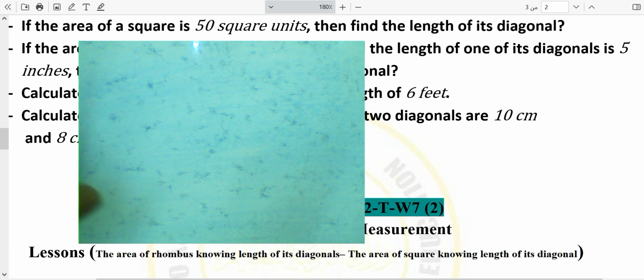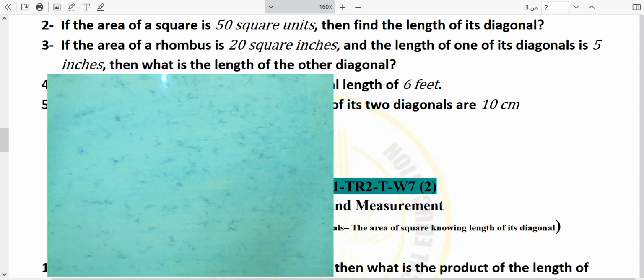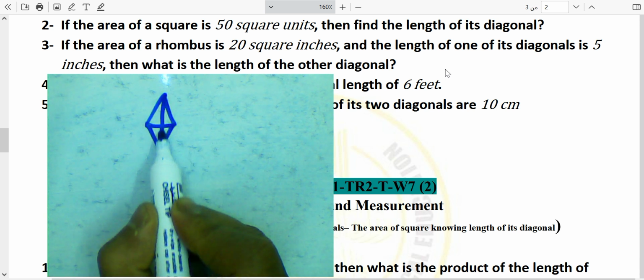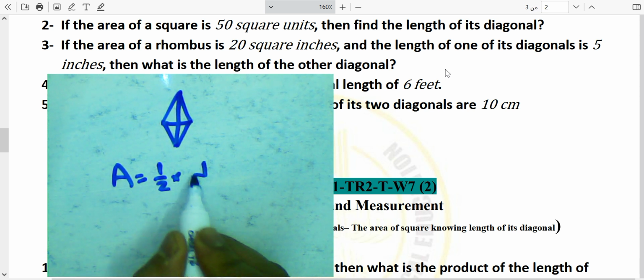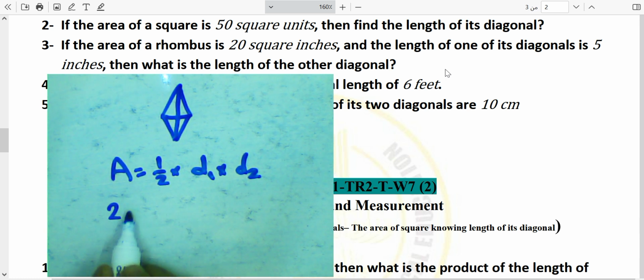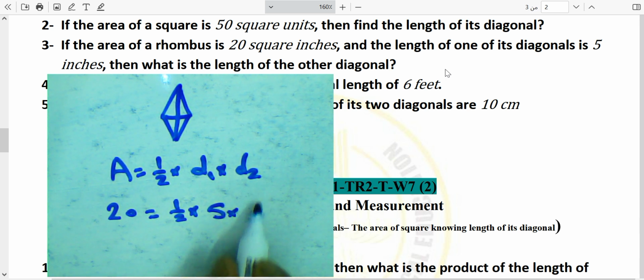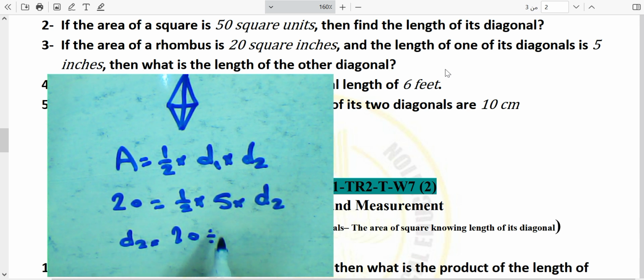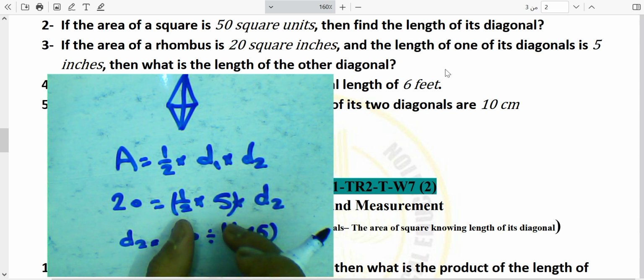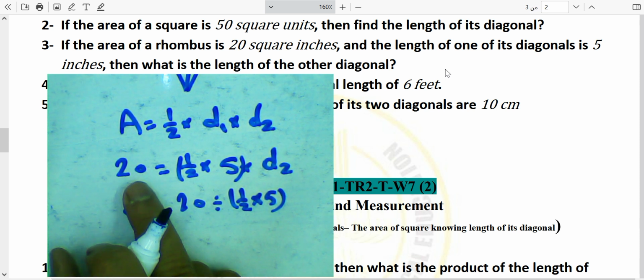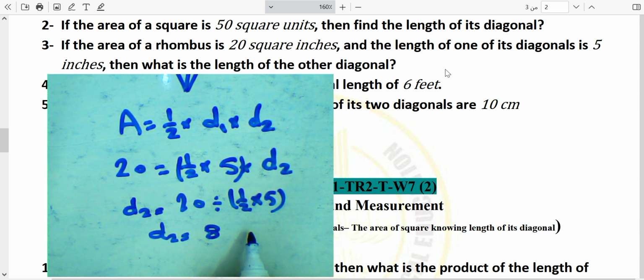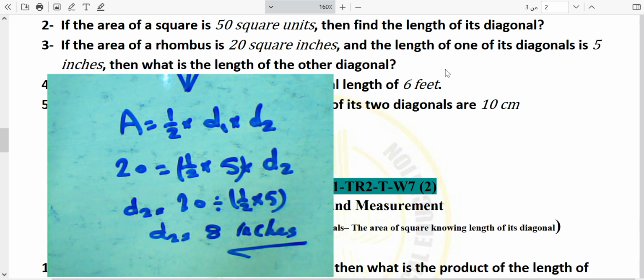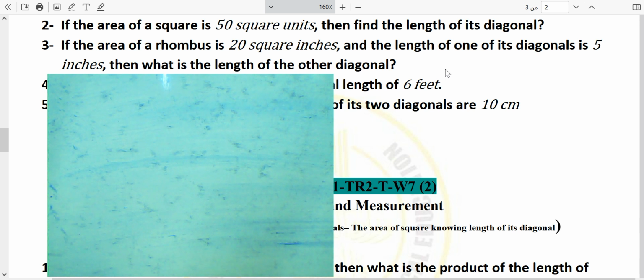Next question, number 3. If the area of a rhombus is 20 square inches and the length of one diagonal is 5 inches, then what is the length of the other diagonal? Okay, we have a rhombus. He gives us in the example the area and the length of the first diagonal. You can write the rule: area equals half times diagonal 1 times diagonal 2. The area was 20, so 20 equals half times diagonal 1, which is 5, times diagonal 2. Then we can find diagonal 2 by writing 2 times 20 divided by 5. We can multiply both the right-hand side and the left-hand side by 2, so 2 times 20 is 40. 40 divided by 5 equals 8. Then the length of the diagonal equals 8. 8 what? 8 inches. It's the length of the other diagonal.